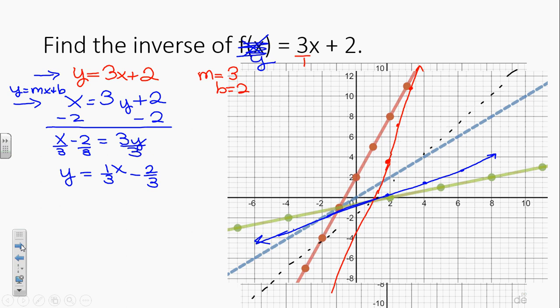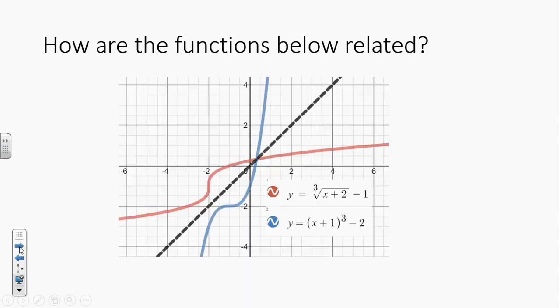So that's what it looks like. And here we go. So how are these functions related? They're a third power and a cube root, right? So we suspect that they're going to be inverses of each other. We look at them across the line y equals x. Are they mirror images of each other? Everybody should be nodding their heads and saying, yes, they are. Yes. Okay. Now look at those equations though.